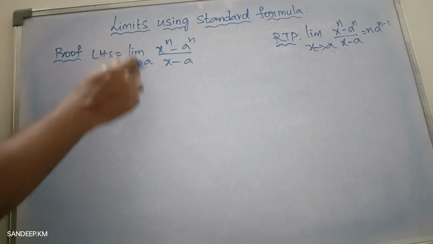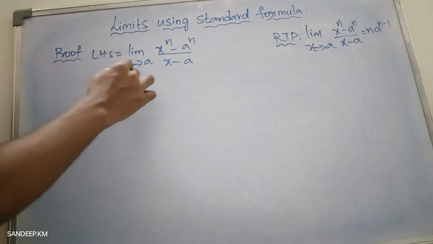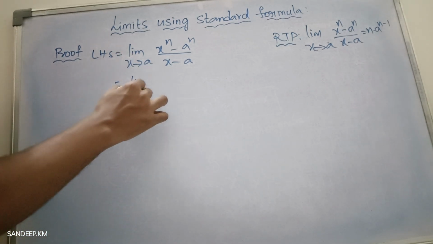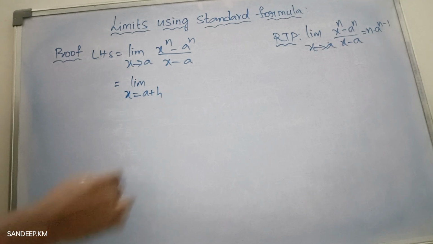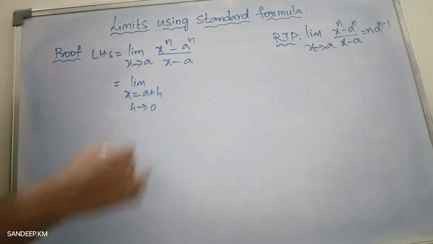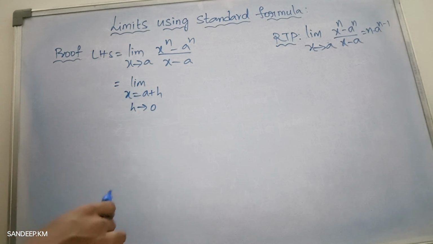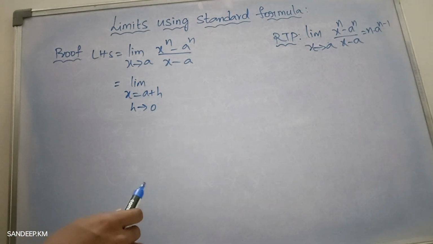Okay now, so now limit x approaches a means, dear students, it means x is equal to a plus something, some h, where h is approaching 0. Already we have used this concept in first few videos of limits chapter, particularly when we are solving the questions on LHL and RHL. Okay, so fine, here h is approaching 0.